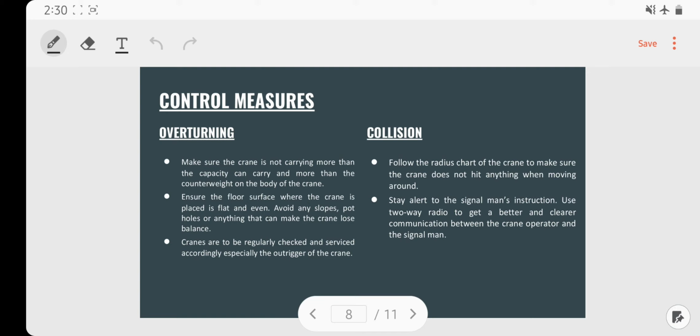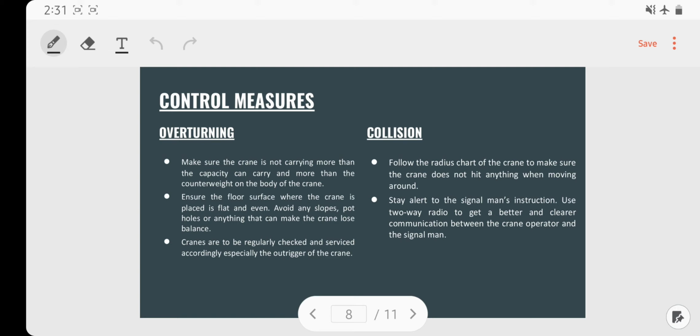Okay, for control measures for collision, we have to make sure that we follow the radius chart of the crane. The radius chart is usually given by the manufacturer, where we can see how far the radius can go according to the weight that you are carrying.